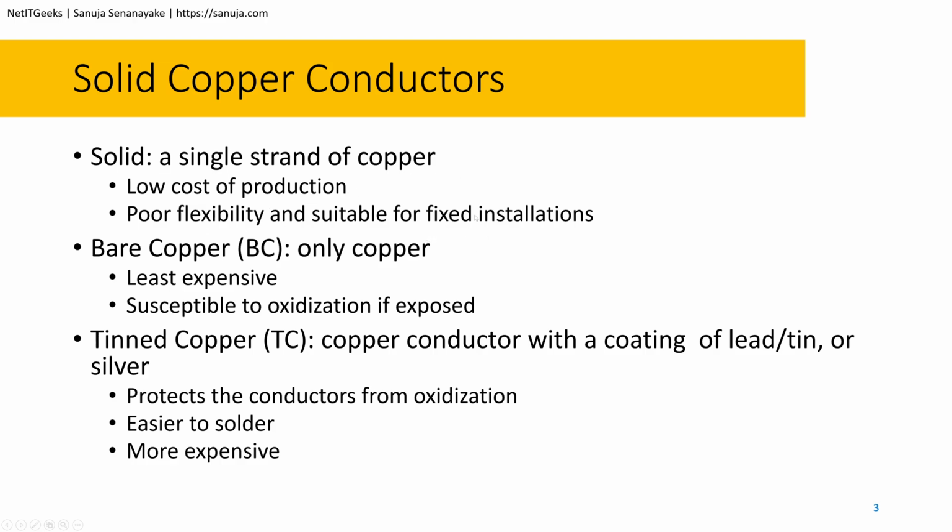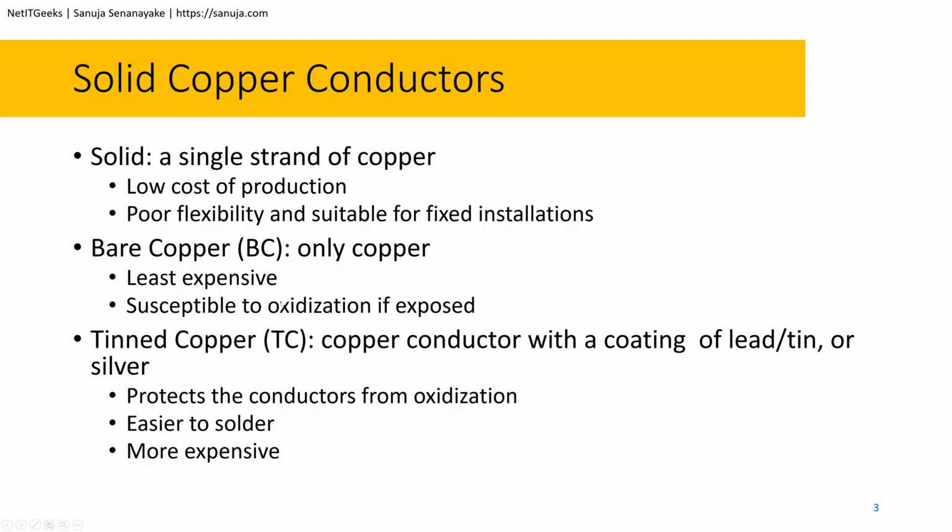For patch cables, as I mentioned, because we need a little bit of flexibility, we will typically use stranded copper cables as opposed to solid, but in the infrastructure mode we will be using solid core copper cables. And there are two types of solid core cables, one called bare copper, also known as BC, the other called tin copper, also known as TC.